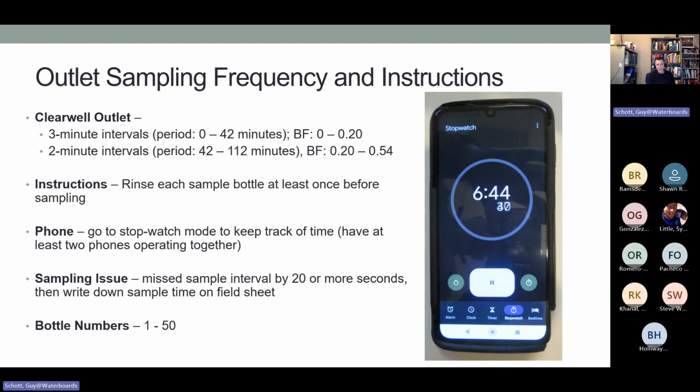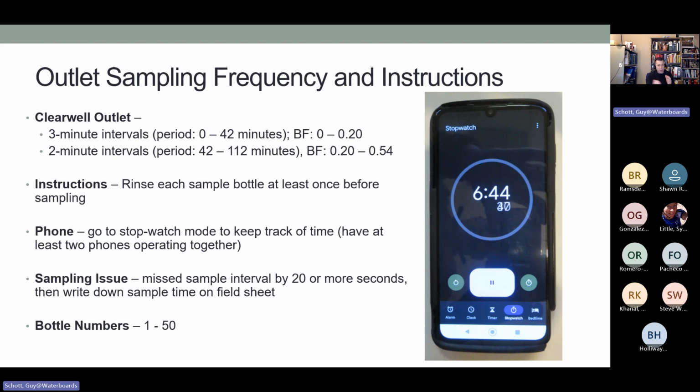If you have any sample issues, like say you missed your interval, like you got distracted and over 20 seconds has elapsed when you're supposed to take your sample, just take your sample and write down what the actual interval time was. That's all you have to do. So don't panic or anything like that.